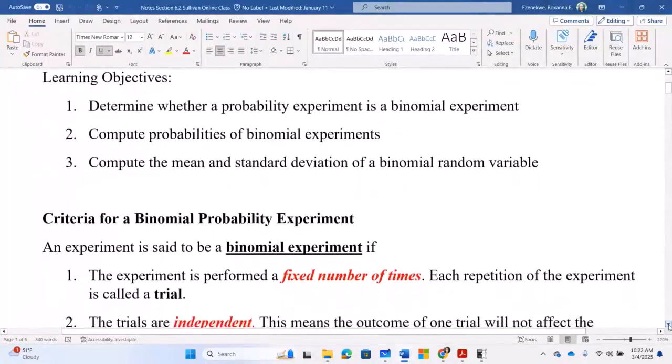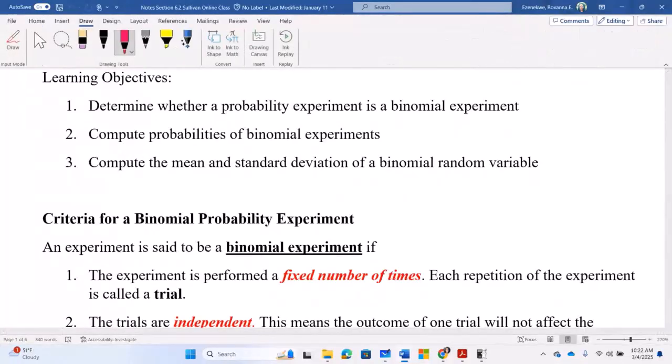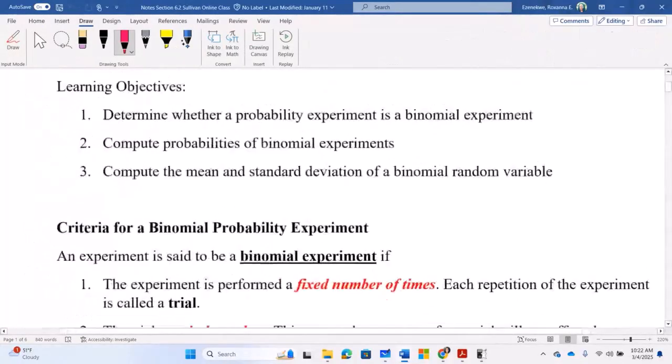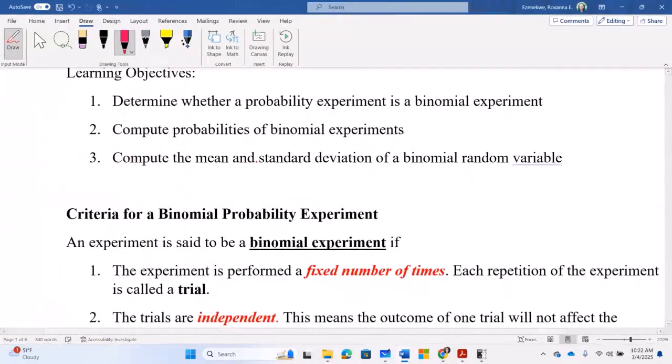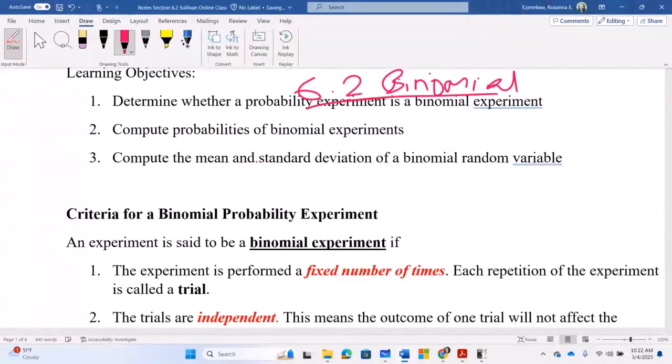Okay, the learning objectives for 6.2, and this is called binomial distribution. We are only doing 6.1 and 6.2 in this chapter 6.